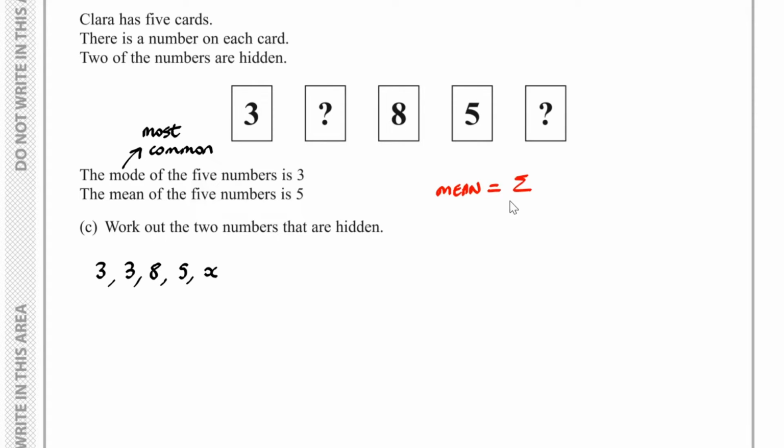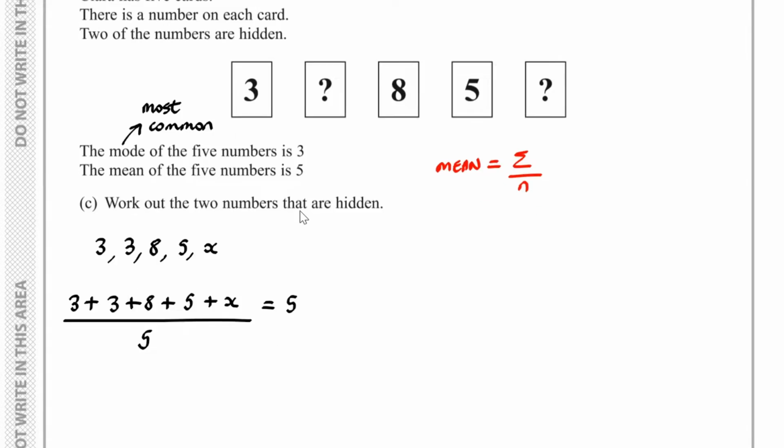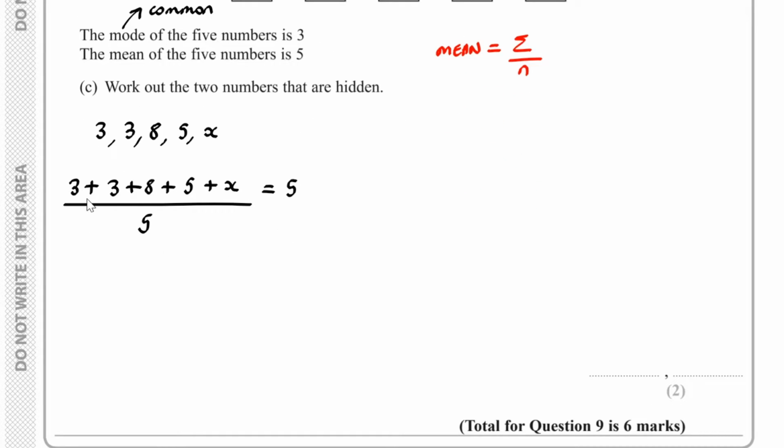So to work out the mean, we add up all the numbers and we divide by the total number of pieces. So if we add up all these numbers, we have 3 plus 3 plus 8 plus 5 plus x, and then if we divide by the number of pieces, we have 5 pieces. It turns out here we get 5. Of course 5 is our mean. So if we tidy up on the top, 3 plus 3 plus 8 plus 5, that's 19. So we have 19 plus x over 5 equals 5.